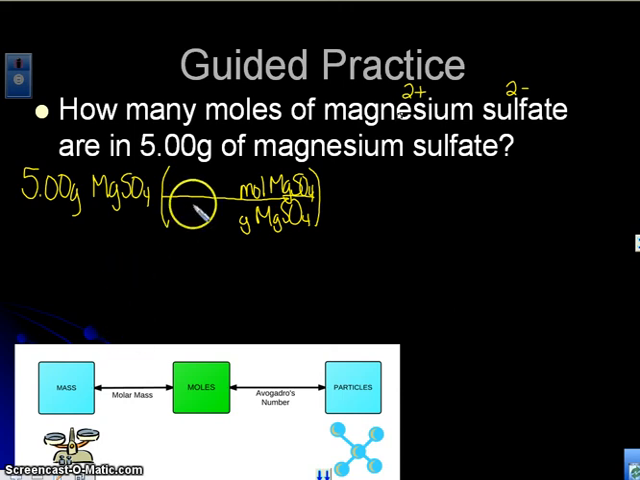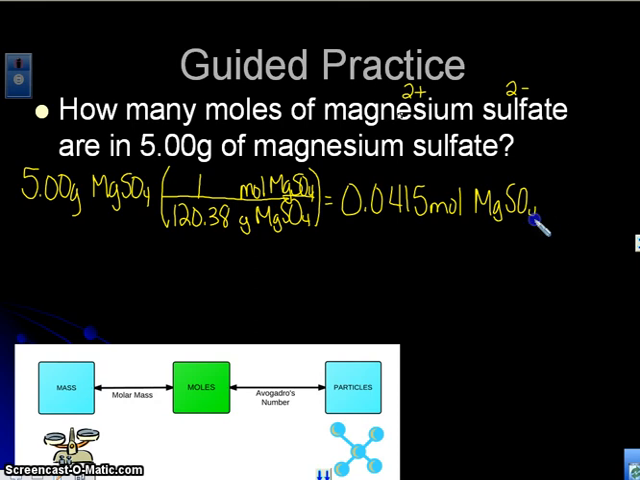So 1 mole of magnesium sulfate is equal to 120.38 grams of magnesium sulfate. So now that we've determined our molar mass, and again, molar mass is the mass of 1 mole. So when you add up the atomic masses of those elements, that's giving you the mass of 1 mole. Then we can put that into our calculator and you should end up with 0.0415 moles of magnesium sulfate. And in our answer, you'll notice we have 3 sig figs, just like we do in our problem.